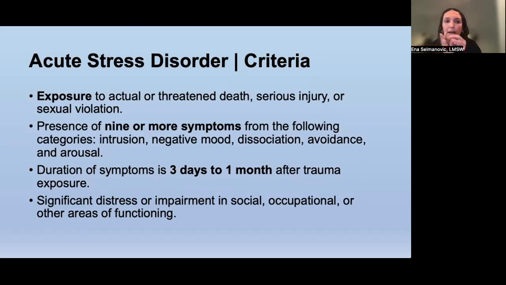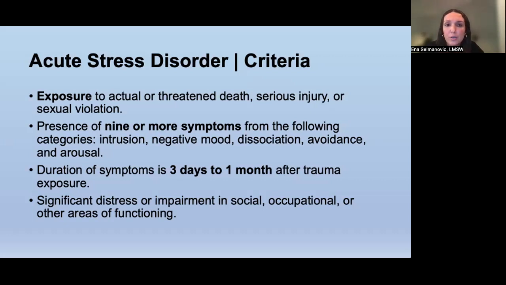It's just a little bit, you don't have to have criteria in one of each of these 4 categories. They're kind of clumped together for acute stress disorder. So there's a lower threshold for meeting the criteria for acute stress disorder. And the biggest difference here is that for acute stress disorder, the duration of symptoms is 3 days to 1 month after trauma exposure, whereas PTSD is 1 month at least.